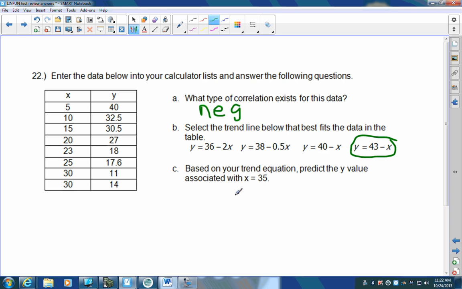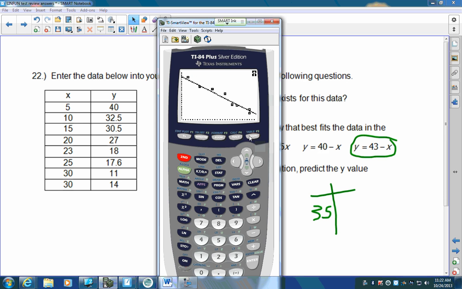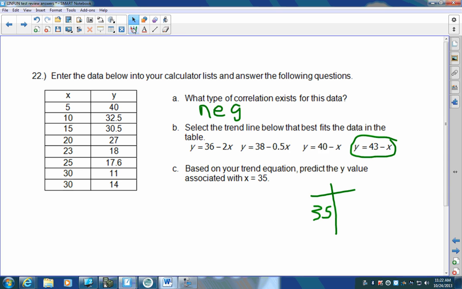Now, it says, based on your trend equation, predict the y value associated with x being 35. So what we need to do is look in our table and find where x is 35. You can go in your table, second graph, and scroll down and keep pressing buttons till you get to x is 35. Or a quick way is second window, type in 35, second graph, and there it takes you right to it. And it would be 8. So your answer would be 8.